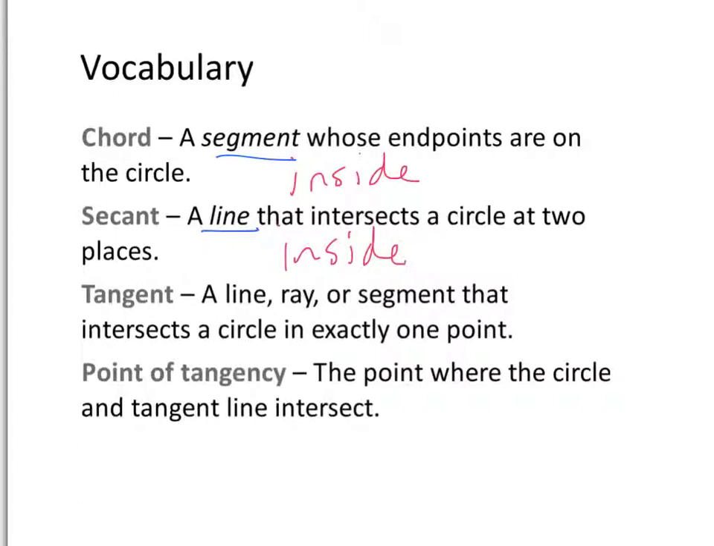The last one is tangent. A tangent is a line, ray, or segment that intersects a circle at exactly one spot. That means if it touches the circle only once, it's on the outside of the circle. Because it only touches the circle once, you'll have what's called a point of tangency, and that's the point where it touches the circle. That point will also be on the tangent line, or tangent ray, or tangent segment.